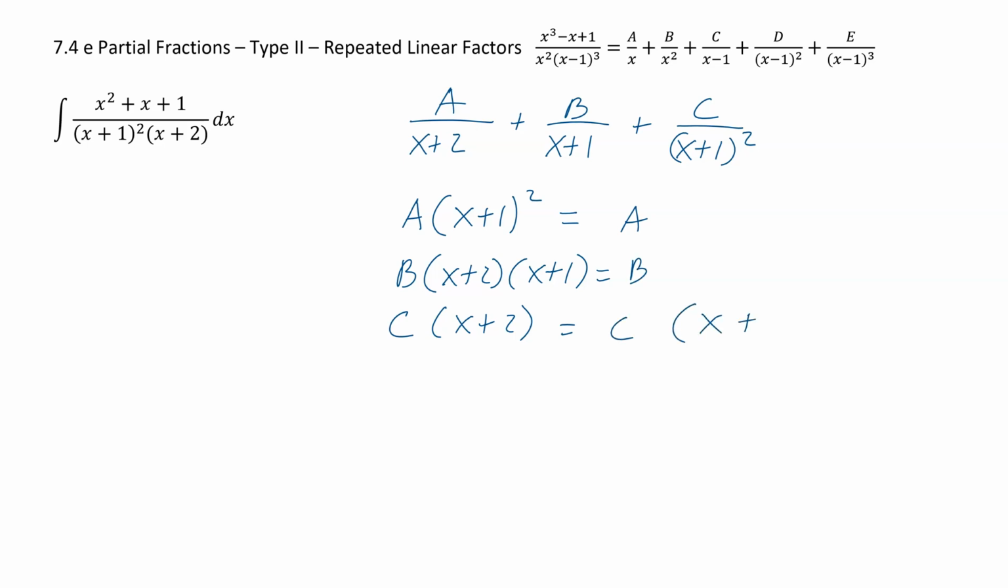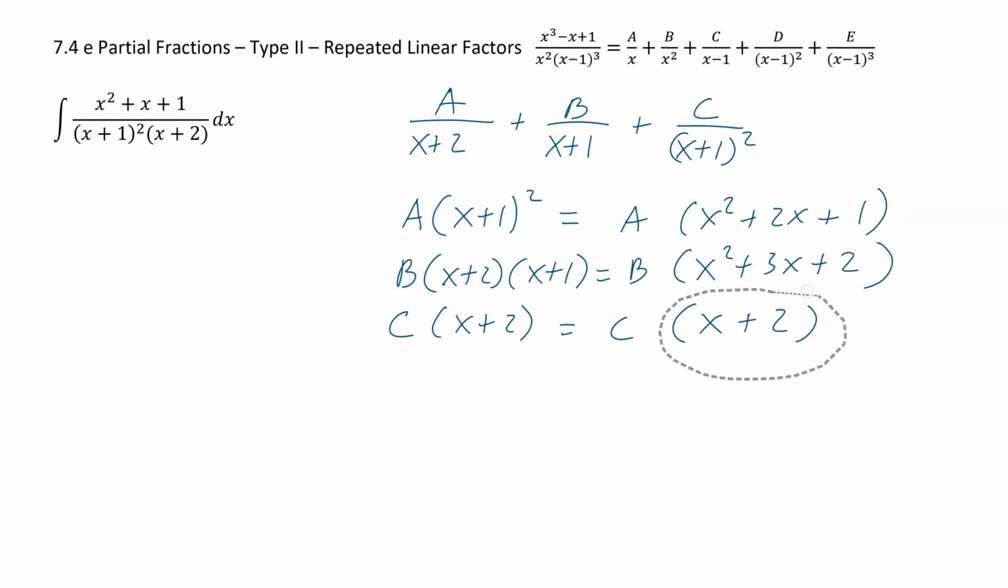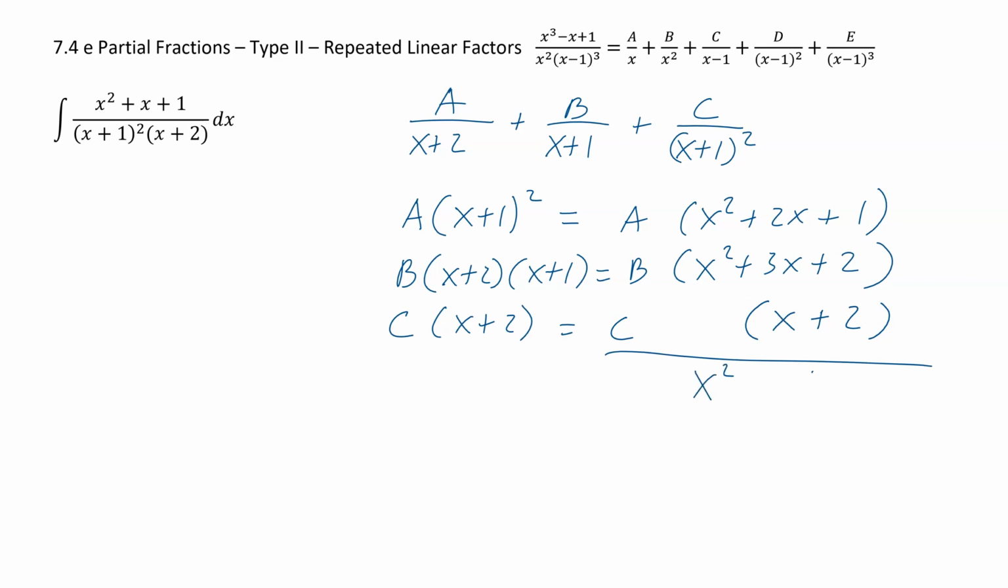So this would be x plus 2. This one, I'm working backwards, would be x squared plus 3x plus 2. And then this one would be x squared plus 2x plus 1. So you just have to multiply those out. Now, just so they all line up, let's shift this one over. Right there. Perfect. We put our line under it, and then our numerator was x squared plus x plus 2.